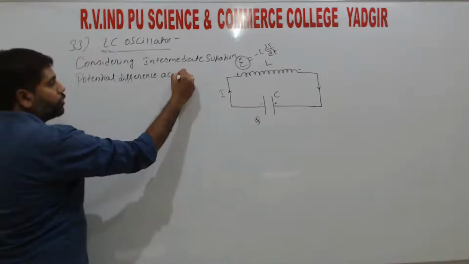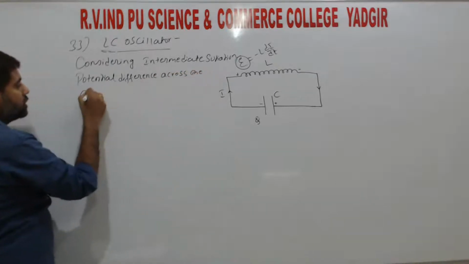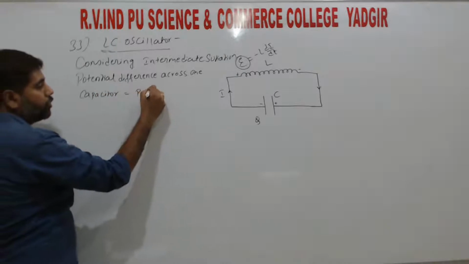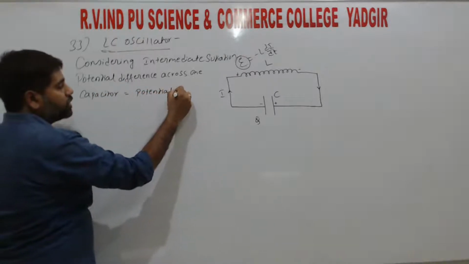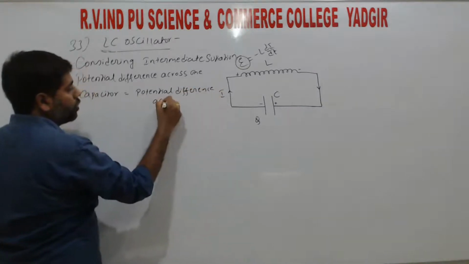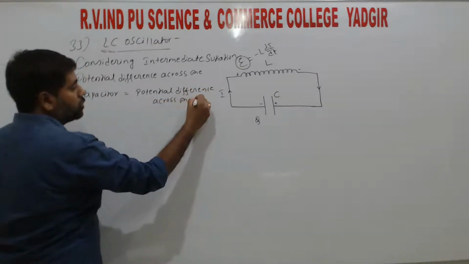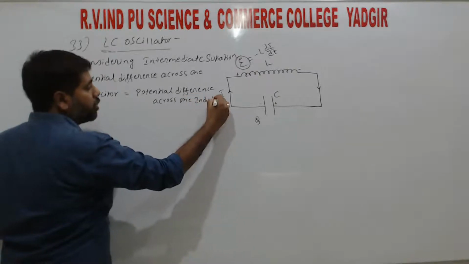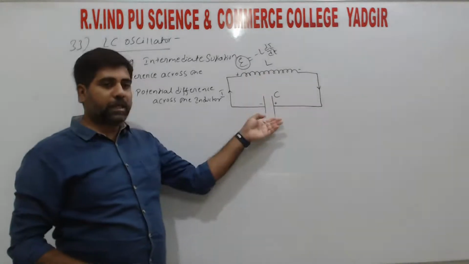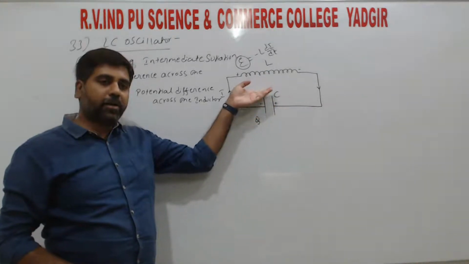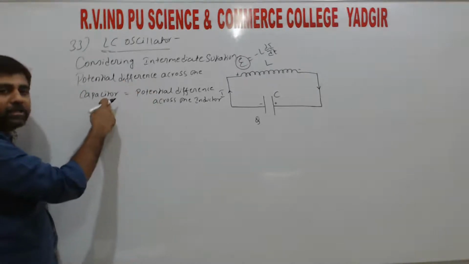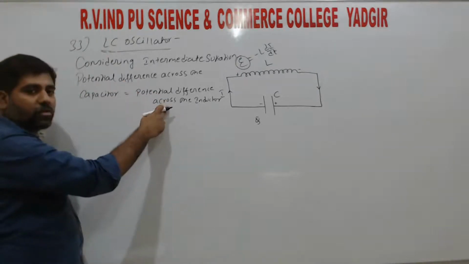across the capacitor is equal to the potential difference across the inductor, right? So in the intermediate situation, at some particular time, the potential of the two becomes the same. So considering that, the potential difference across the capacitor is equal to the potential difference across the inductor.